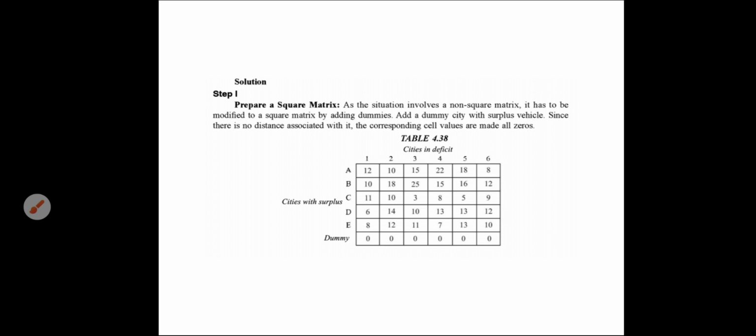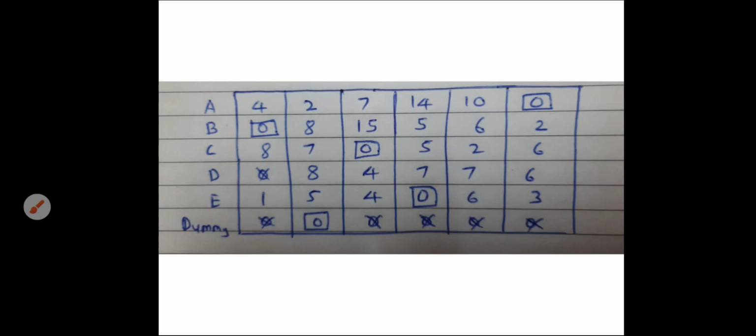subtract the minimum values in each row. So in the first row the minimum element is 8, you subtract 8 from all other elements in the first row. In the second row the minimum value is 10, you subtract 10 from all other elements in the second row. Similarly you can do this calculation, then you will get the values, and put the values in each and every cell. So first A is 4, 2, then 7, in this way.